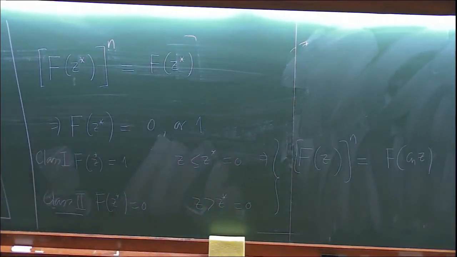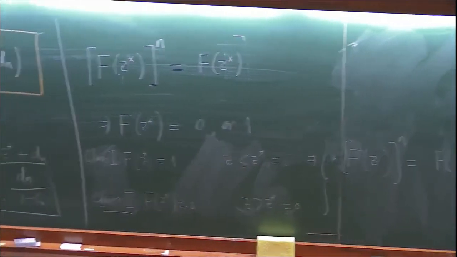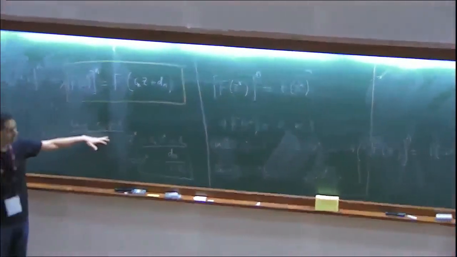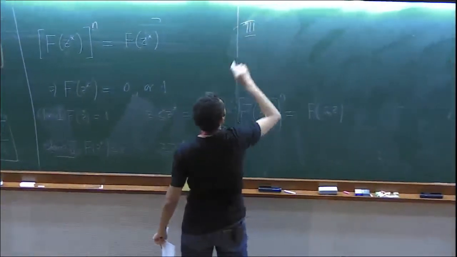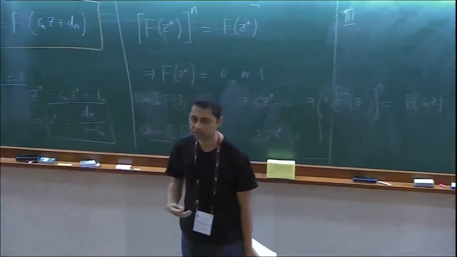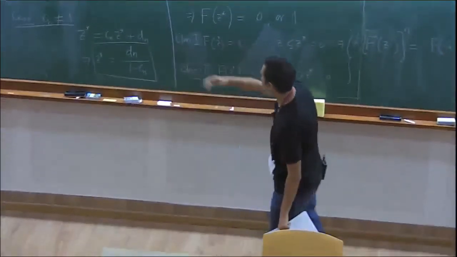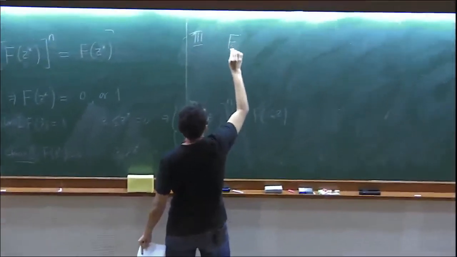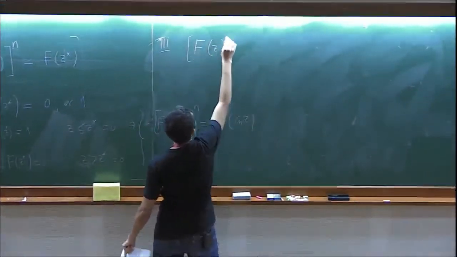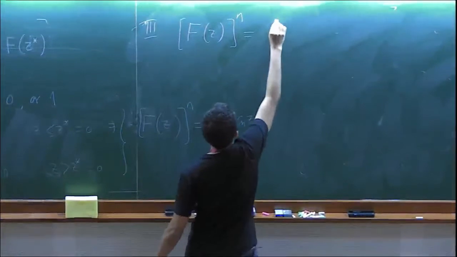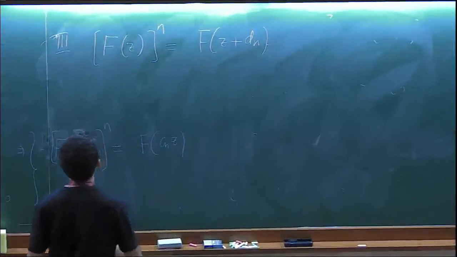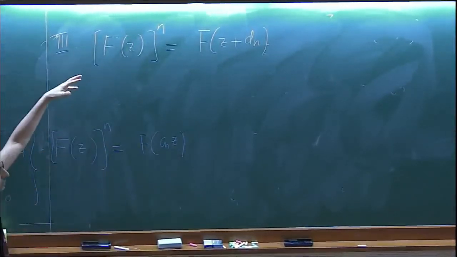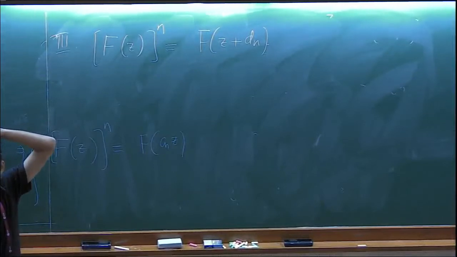What is the third class now? The third class is the class I have excluded. So what is that class? Is it cn equal to 1? That's the third class. So with cn equal to 1, the equation I have to solve is f of z to the power n is equal to f of z plus dn. So now I still have to solve these equations and find these functions.